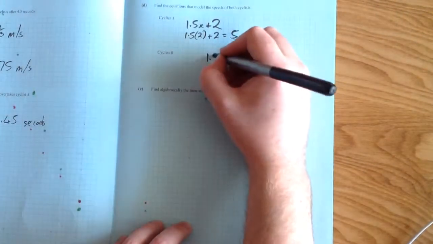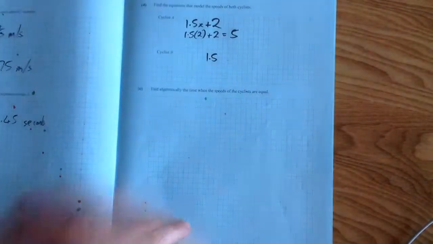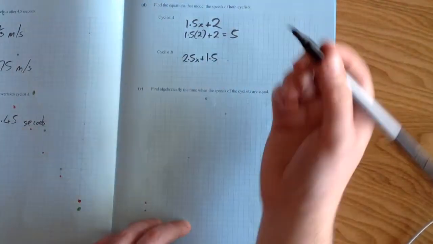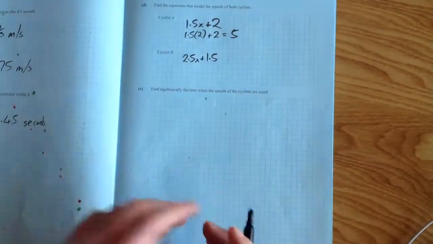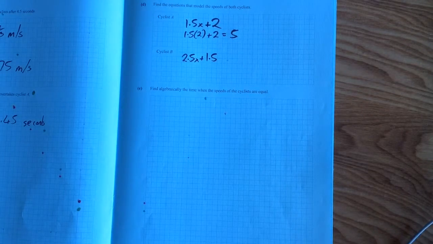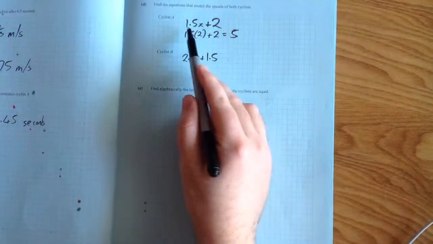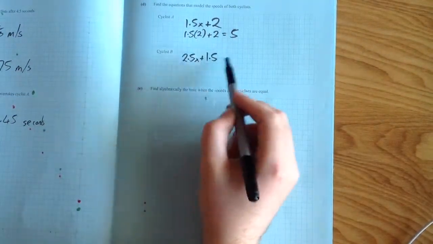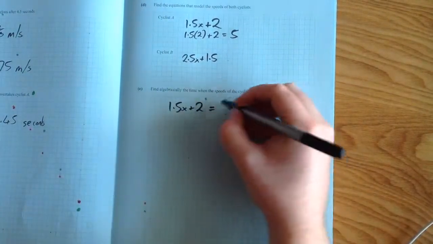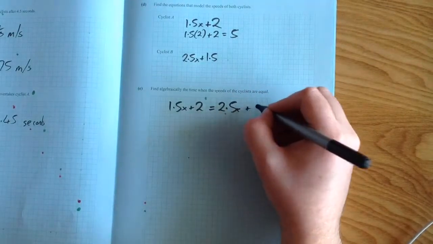And cyclist B started at 1.5, but changed by 2.5 meters per second every second. So 2.5x plus the 1.5 to start with will model this one. And I'm not going to show an example there because hopefully the first one proves that this works. Okay. Part E says, find algebraically the time when the speeds of the cyclists are equal. Well, algebraically, we are saying that when cyclist A's equation is equal to cyclist B's equation, right? So we're saying when 1.5x plus 2 is equal to 2.5x plus 1.5.